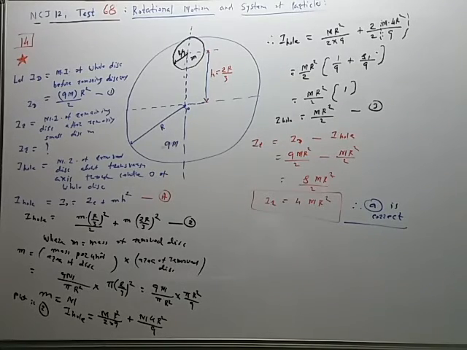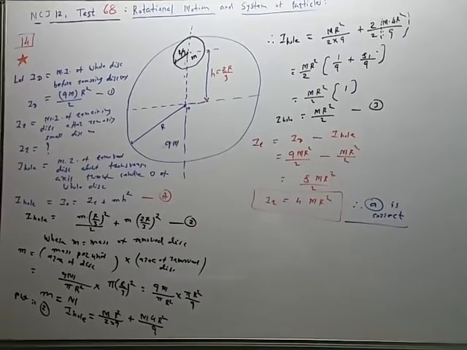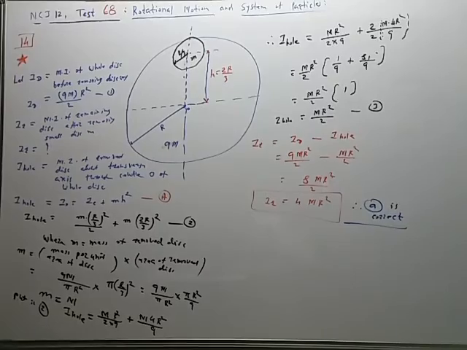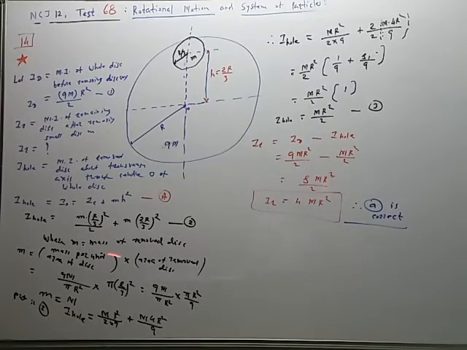So this is the correct answer. The mass of the removed disk, small m, is calculated by this formula: mass per unit area of the whole disk, multiplied by area of the removed disk. So total mass of the disk is 9m and area is equal to pi r square, and area of the small disk is equal to pi (r/3) square.